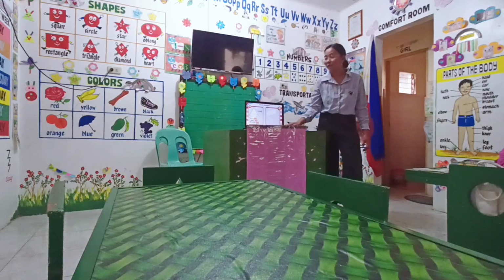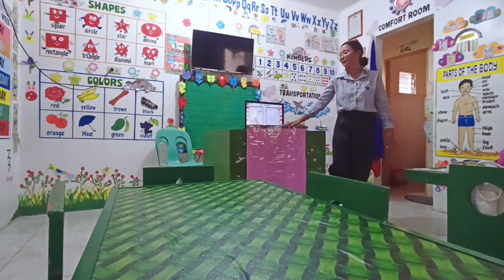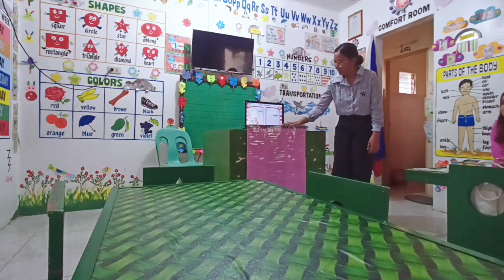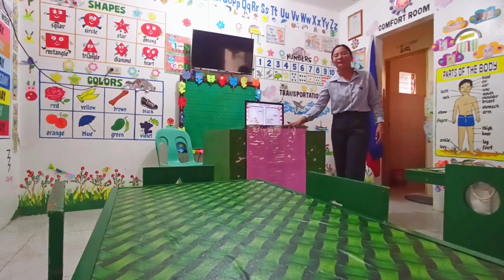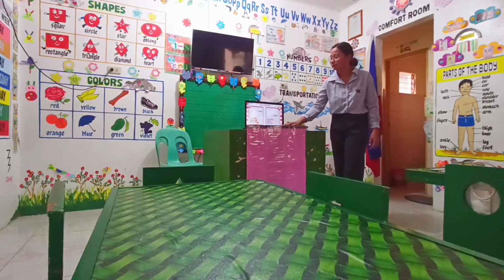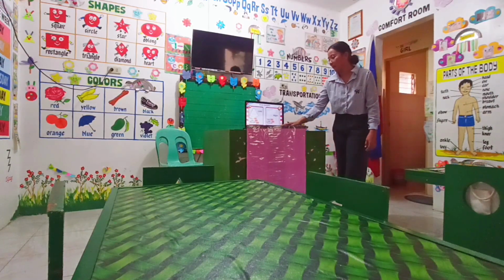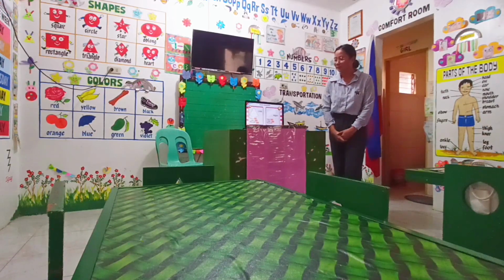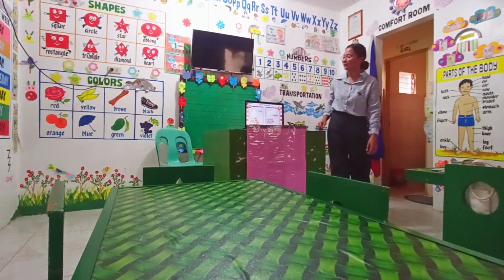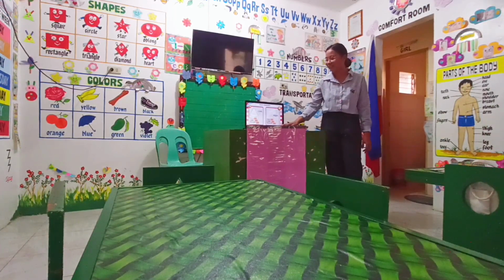Next. What is it? Cube? No, it is a prism. So, how many edges does a prism have? Let's count. 1, 2, 3, 4, 5, 6, 7, 8, 9, 10. No, it's 12. How about the vertices? 1, 2, 3, 4, 5, 6, 7, 8. Yes, it's 8.